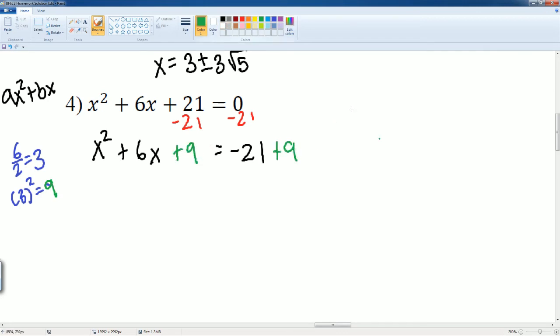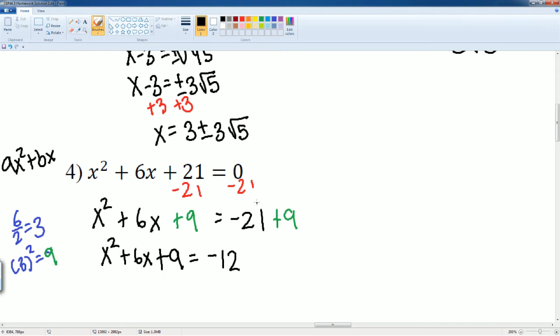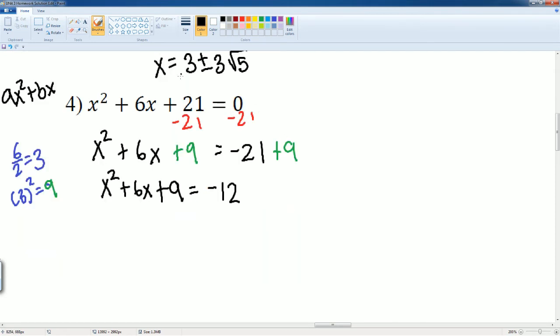Okay, this now simplifies to just x squared plus 6x plus 9 equals, what is negative 21 plus 9? Oh, that's negative 12. Is that right? Hold on. Is this really going to be a negative? Actually, it is. Okay. Now we finish. These steps, we just finished completing the square.